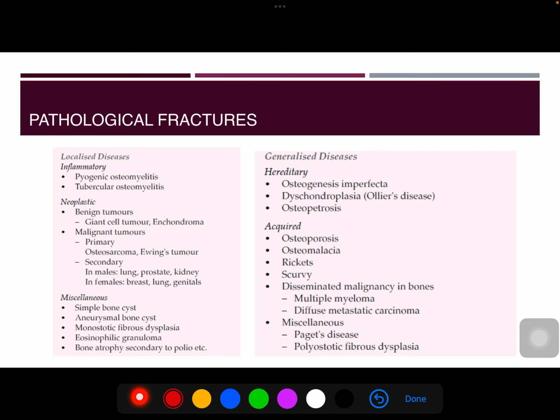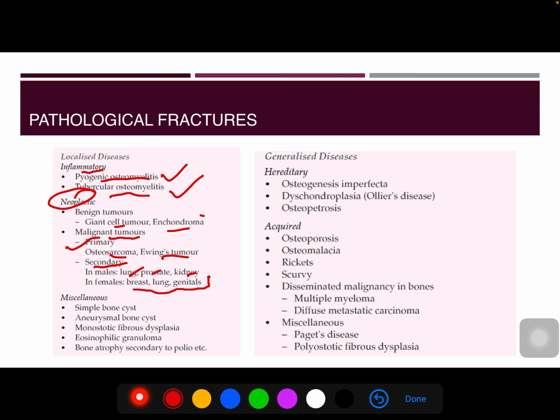For the pathological fractures, there is an underlying disease causing the fracture. More commonly, local disease which is inflammatory, like pyogenic osteomyelitis, tuberculous osteomyelitis, and neoplastic, like benign tumors: giant cell tumor, enchondroma; and malignant tumors like primary osteosarcoma, Ewing tumor, and secondaries from the lungs, prostate, kidney, and in females, breast, lungs, and genitals are the most common malignant tumors.